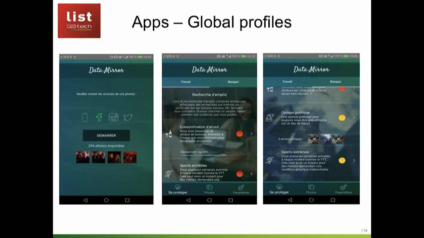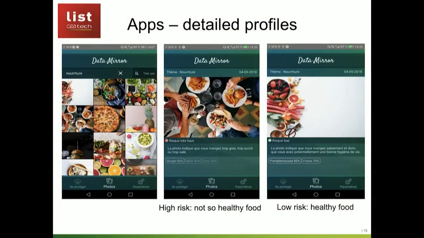So that gives you, from your profile, what could be inferred about your personality from the external material. And it even goes into a detailed profile. On a particular image, it could say that the image in the middle is high risk because you show unhealthy food, and if an insurance company sees that, it could increase your fees because you could be at risk. While on the other image, it's healthy food, so that's good. You should put that here.